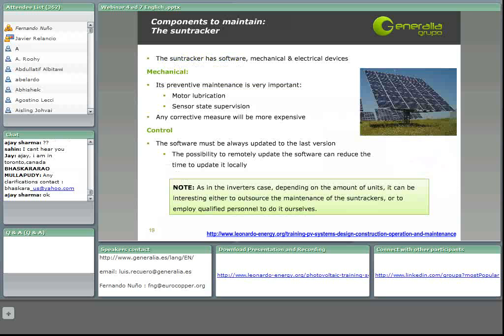The sun tracker is an element which needs a lot of maintenance, as it is composed of mechanical and electrical devices which are controlled by software. For its mechanical devices, preventive maintenance is really important, as if an incident happens, the cost to repair it once it has already produced damage to the inverter can be very high. The main tasks to be done periodically are the motor lubrication and the sensor state supervision.